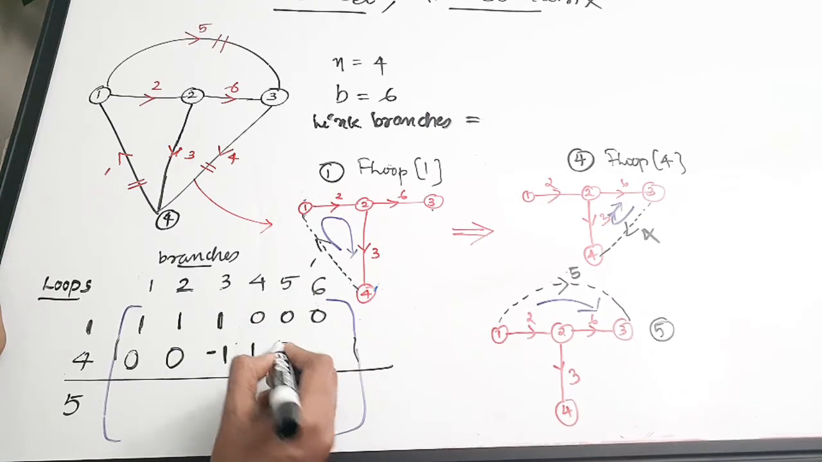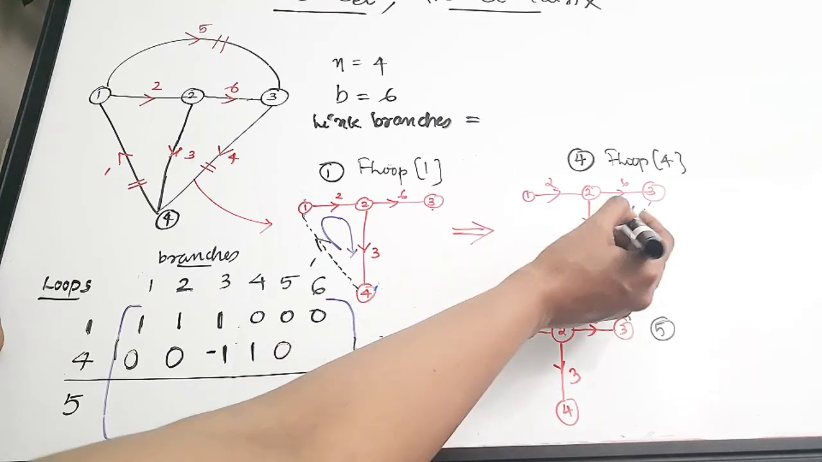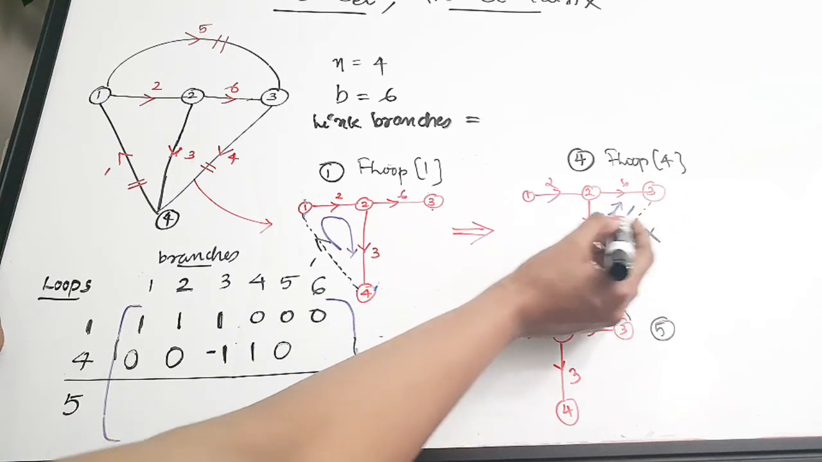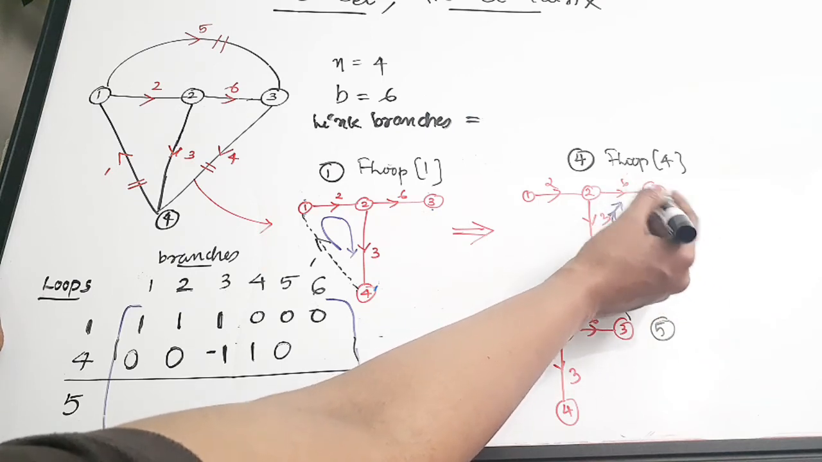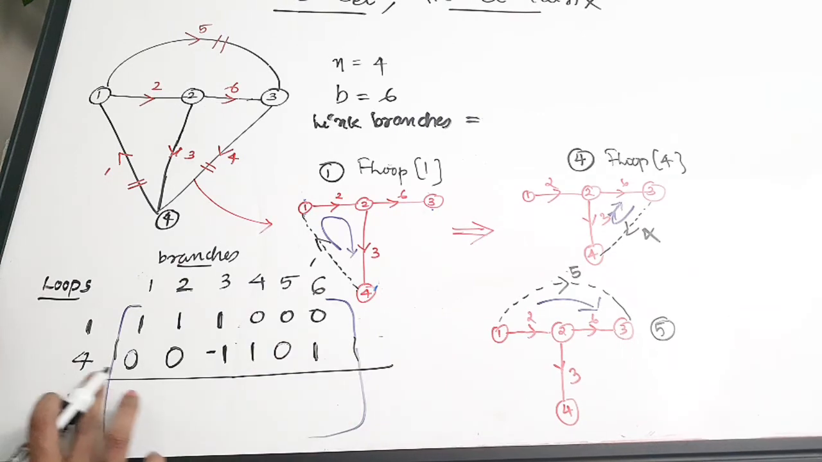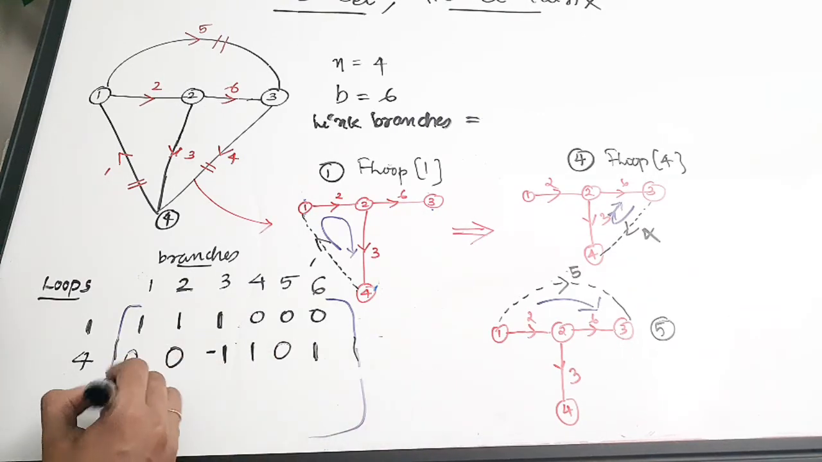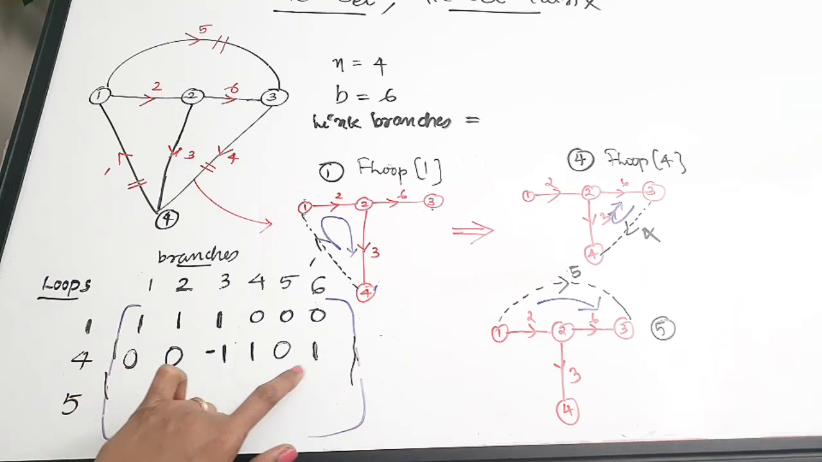Branch 5 is not a part of F loop 4, so it is 0. Branch 6 and F loop 4 are in the same direction. See here, it is pointed in this way, and branch 6 is also in the same direction. So it is 1. So this completes your second row. The values are 0, 0, -1, 1, 0 and 1.